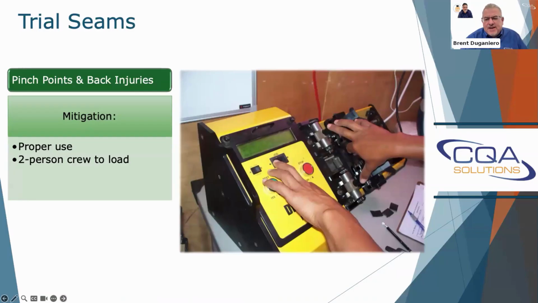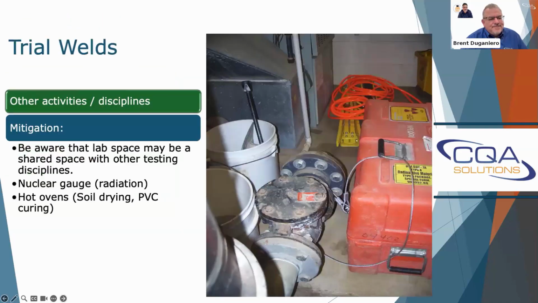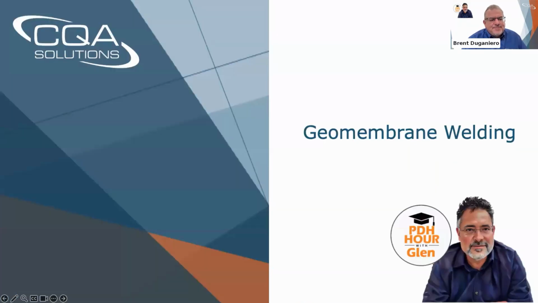Also, with the tensiometers, they're heavy. If you're going to be moving them, you should have 2 people. And as you're operating them, there are some pinch points, so you should be careful of that as well. The other thing with the trial welds is if you're performing or testing indoors, maybe in an on-site laboratory, just remember that space may also be used for other disciplines. Maybe that's a storage area for the nuclear gauge for the soil testing. Or maybe you've got some hot ovens in there, which maybe were used for soil drying, or even if you're using PVC geomembrane, those seams need to be cured in an oven. So be careful about other things that might be occurring in your lab space.